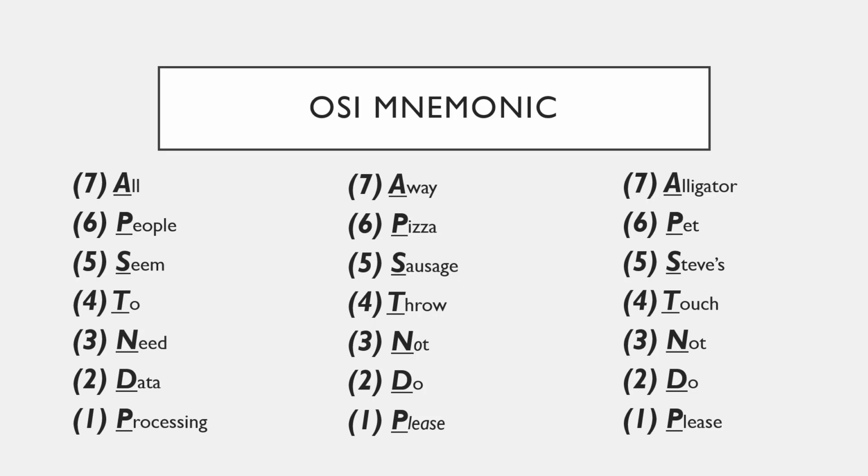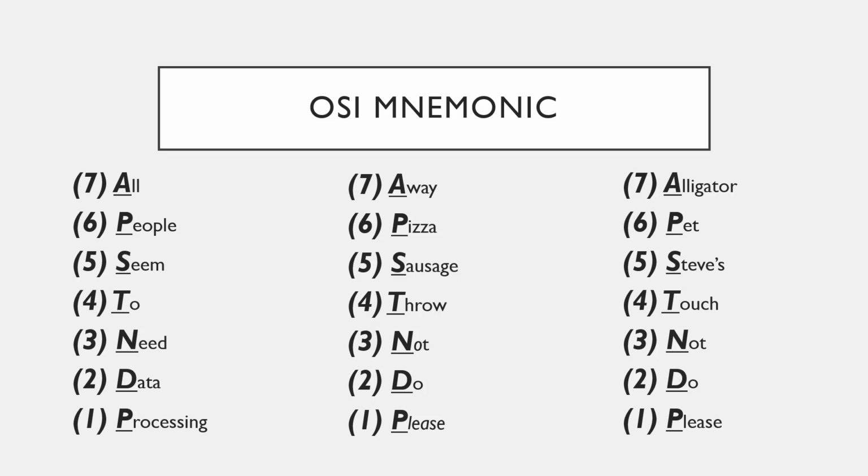My son loves pizza, right? So again, if you're going from 1 to 7, please do not throw sausage pizza away. And then even another one, again, please do not touch Steve's pet alligator, right? If you're reading it from 1 to 7.